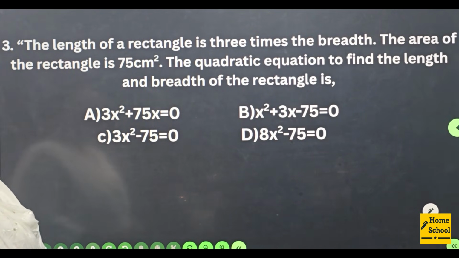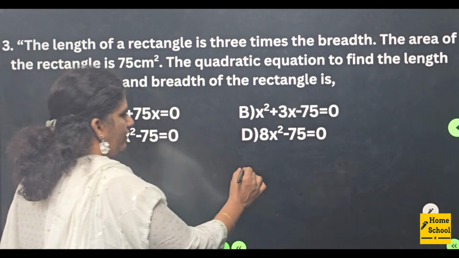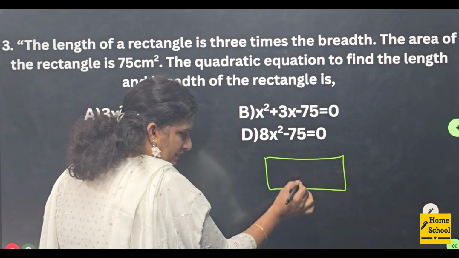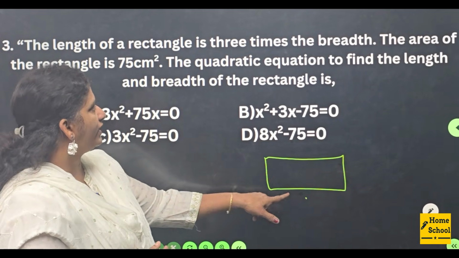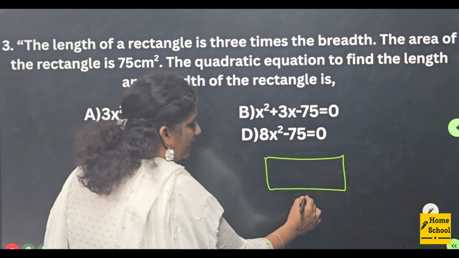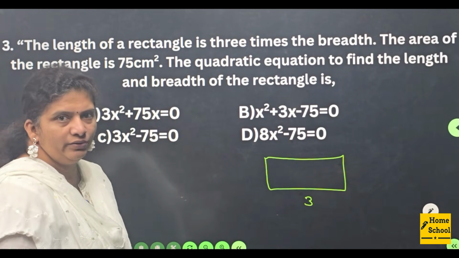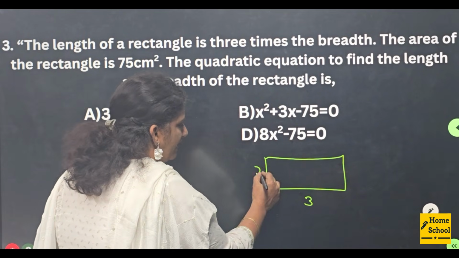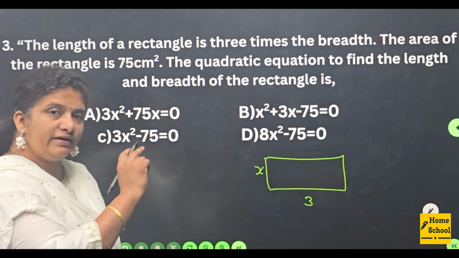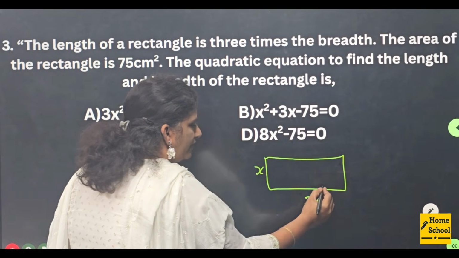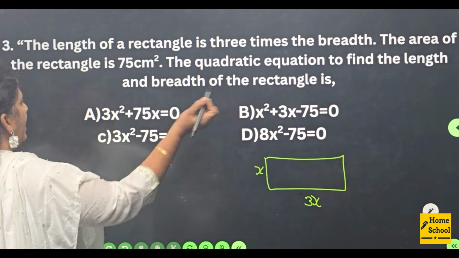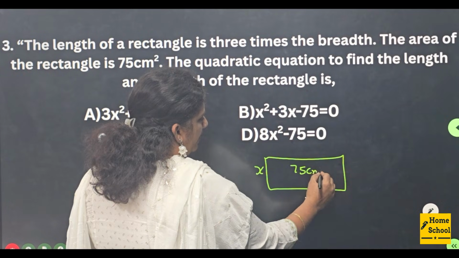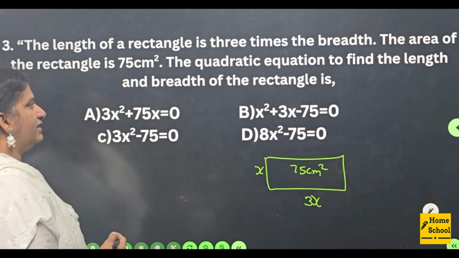Third one, the length of a rectangle. Okay, let me draw a rectangle. I am talking about length. Length of a rectangle is 3 times the breadth. Do you know breadth here? Don't know. Let us assume breadth as x. Then what is length? 3 times the breadth, that is 3x. The area of the rectangle is 75 centimeter square.